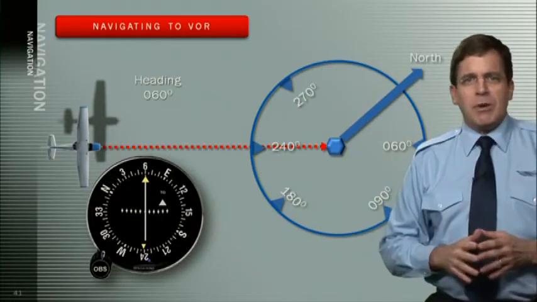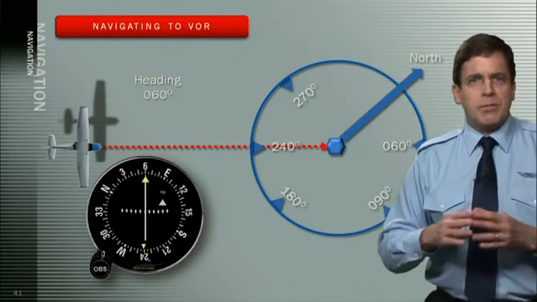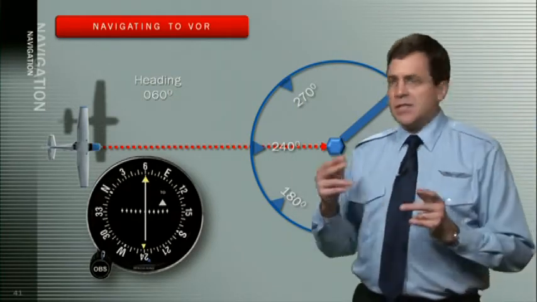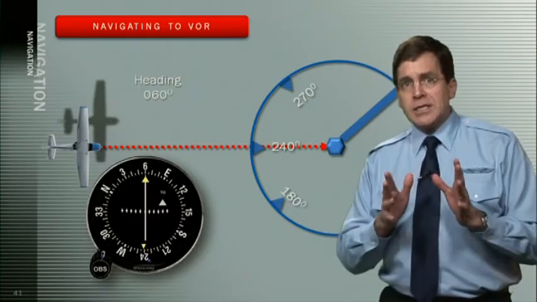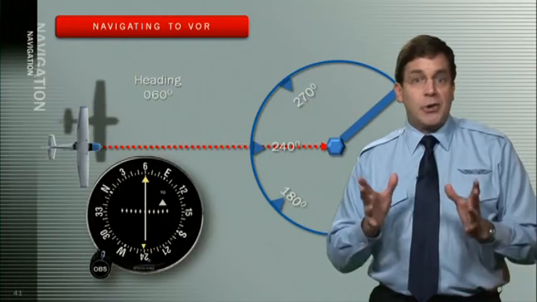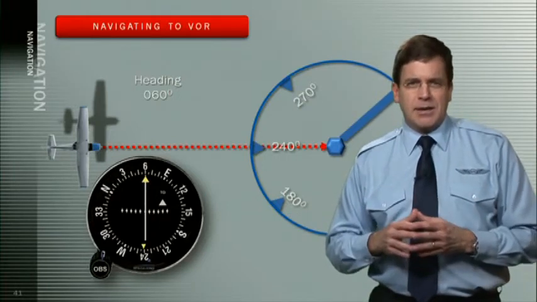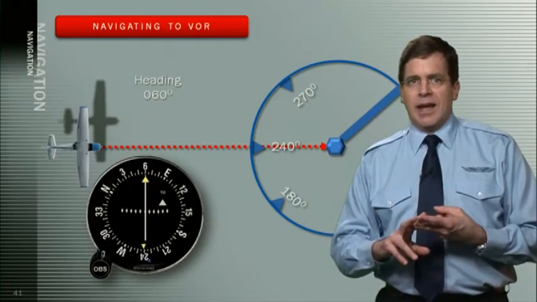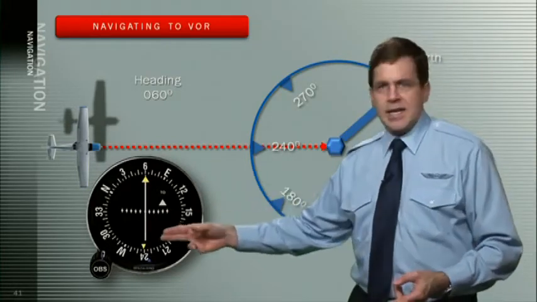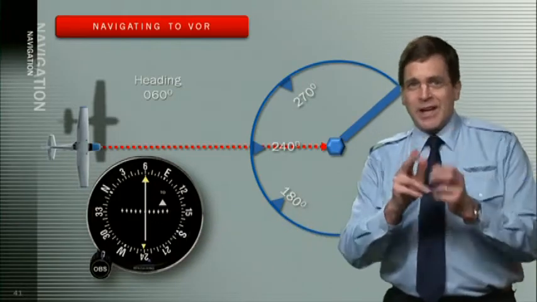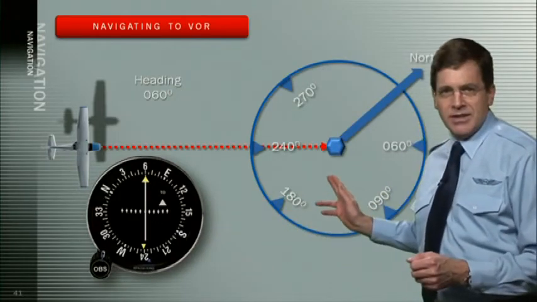Now, it's important to remember when you're tracking to or from a station, the heading on the OBS, in this case 060, must, assuming no wind or compass errors, agree with the heading on your heading indicator and magnetic compass. When your heading and OBS are in agreement and you have a centered CDI needle and a to indication, you are flying straight to the station.